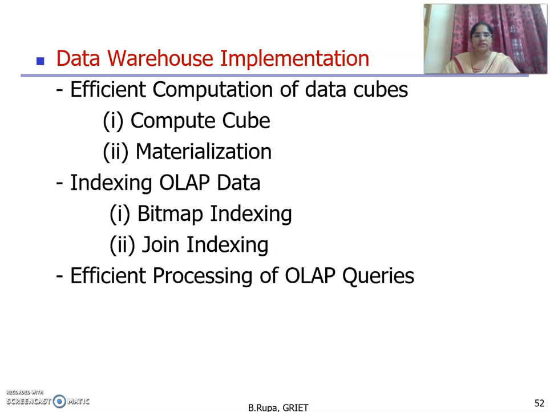Therefore, it is very crucial for a data warehouse system to support highly efficient data cube computation techniques, access methods, and query processing techniques. Here, we will see the methods for efficient implementation of a data warehouse. The first is efficient computation of data cube, the second is indexing OLAP data, and the third is efficient processing of OLAP queries. These are all the methods available for implementation of a data warehouse. We will see each method in detail.